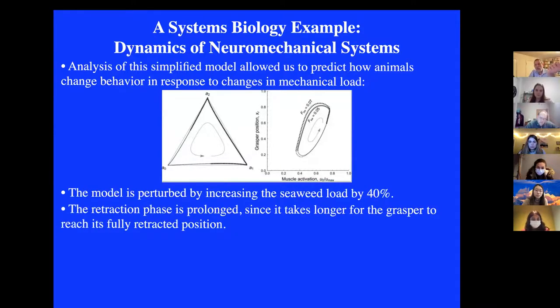If you look at these projections, you'll see that the projections in terms of the neural stuff don't change. They're superimposed. It's all changing out somehow in the mechanics. And what's happening is the retraction phase, the phase of pulling in, is prolonged, because it takes longer, because of the opposing force, to reach your fully retracted position.